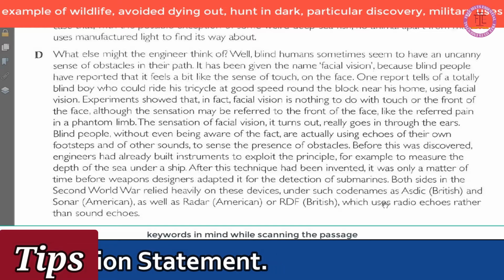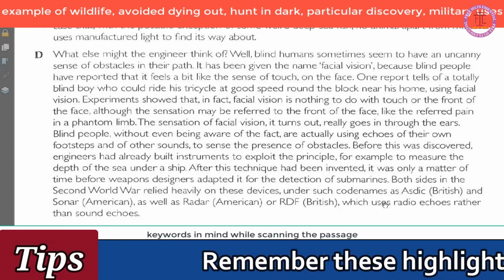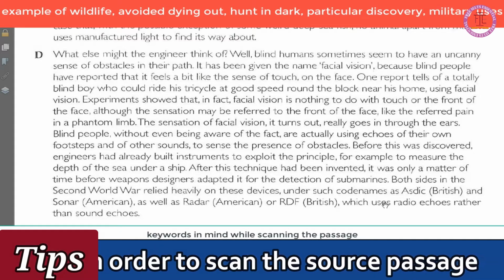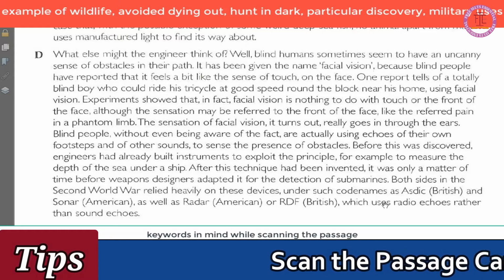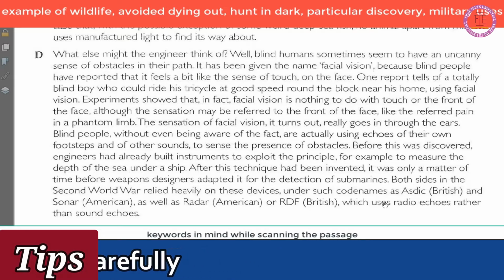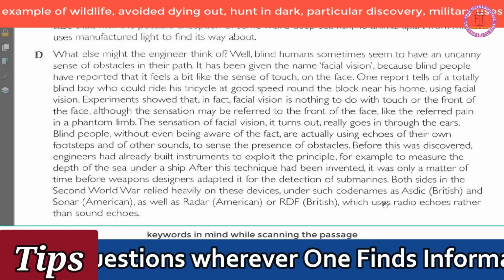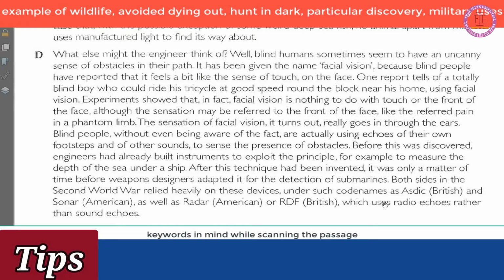So before this was discovered, engineers had already built instruments to exploit the principle, for example, to measure the depth of the sea under a ship. After this technique had been invented, it was only a matter of time before weapon designers adapted it for the detection of submarines. So both sides in the Second World War relied heavily on these devices under code names like SONAR, American, ASDIC, British, as well as radar, American, or RDF, British, which uses radio echoes rather than sound.